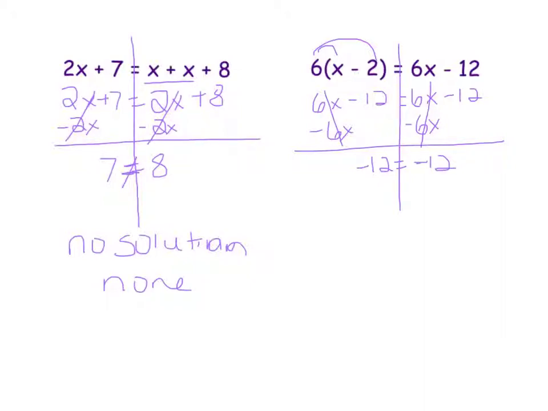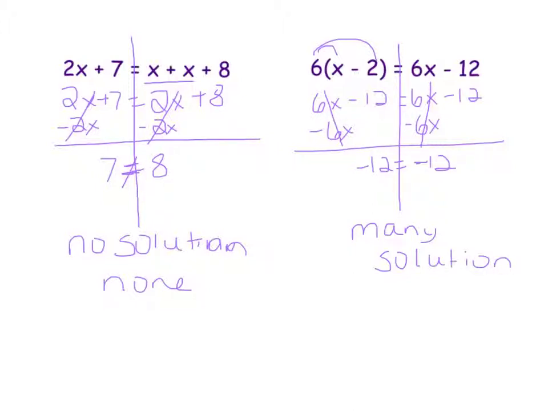What this tells me is that no matter what I put in for the variable, it is going to make a true statement. I can see even right here that the two sides are identical. That means no matter what I put in, 0, negative 10, 100, they're going to be equal to each other. So we simply say this equation has many solutions.